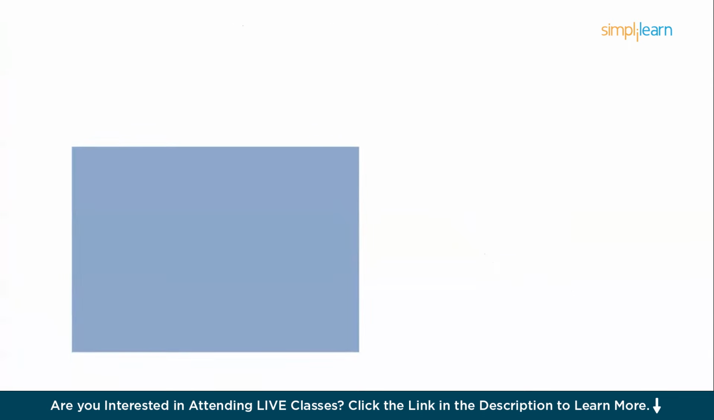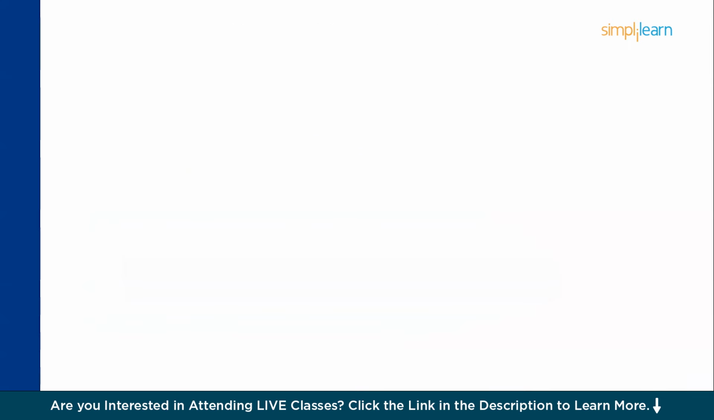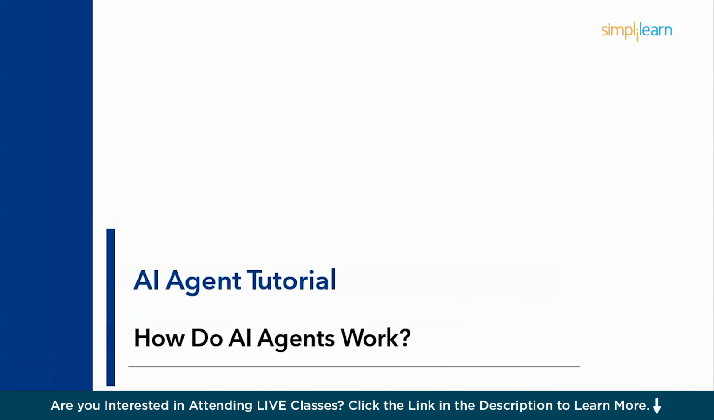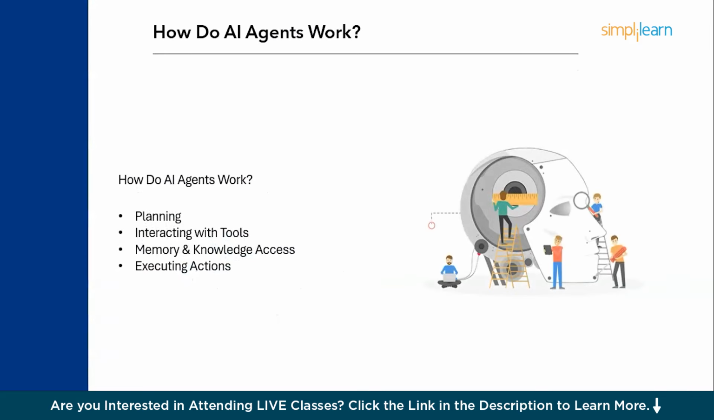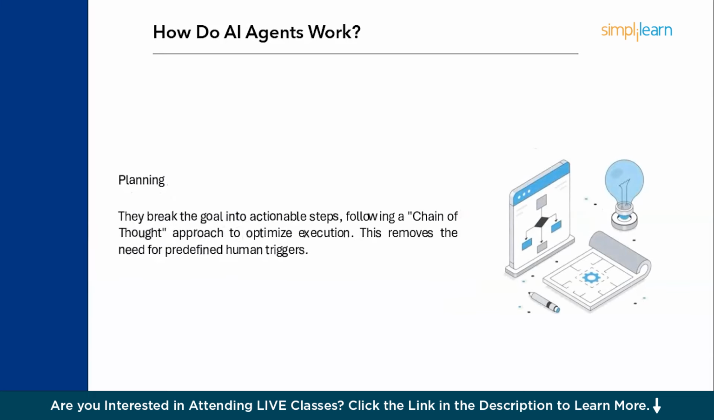Now, let's shift to the next point of today's discussion, which is about how AI agents work. AI agents function as sophisticated problem solvers with four essential capabilities. They start with planning, then interacting with tools, then memory and knowledge access, and lastly, executing the actions. Now, let's go through each one of these steps in a detailed way.